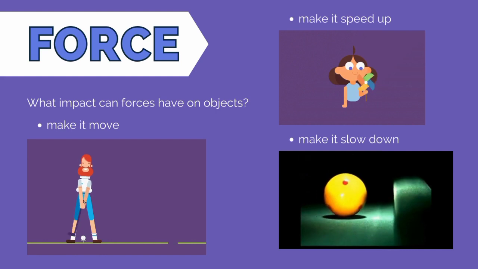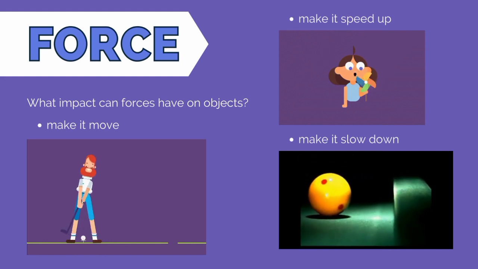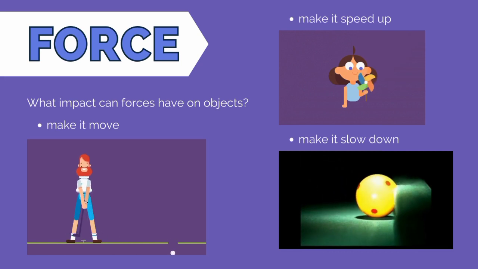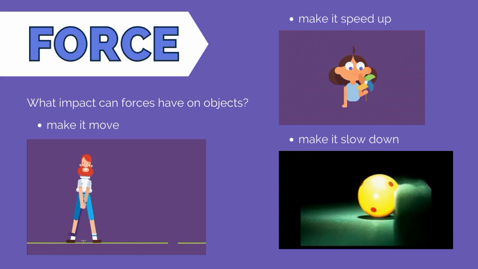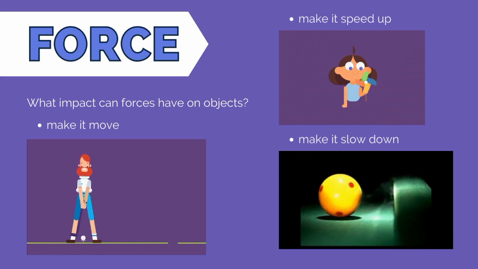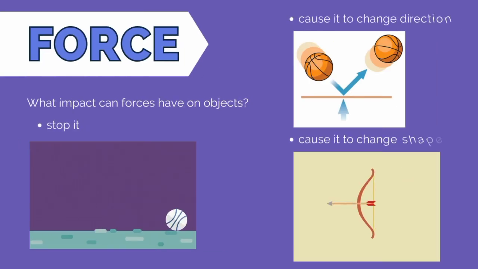And the third, force can make an object move slow down. This is because the force that is given is slow too. The figure below proves that force can make it slow down. And next, the fourth, force can make objects stop. The GIF below shows when the ball is rolling and then someone stops the ball.